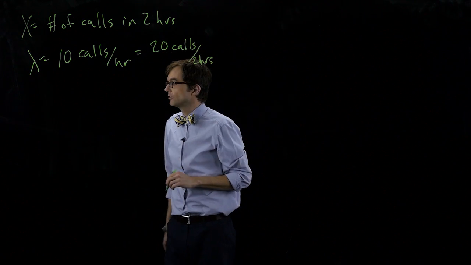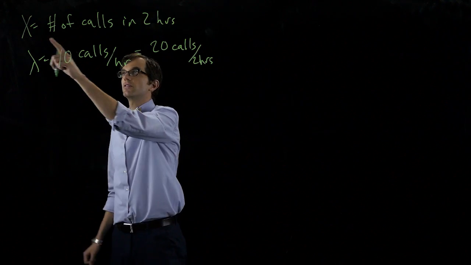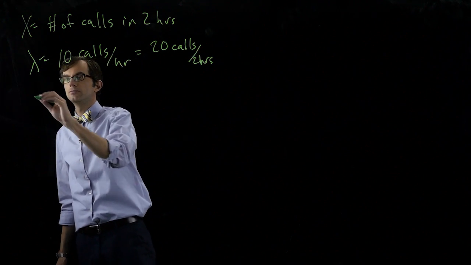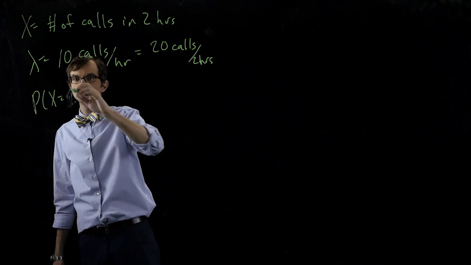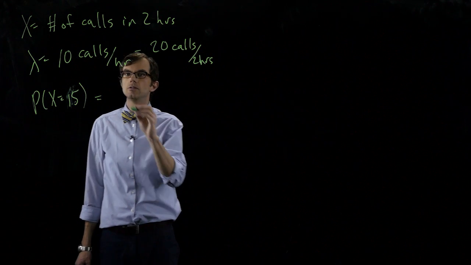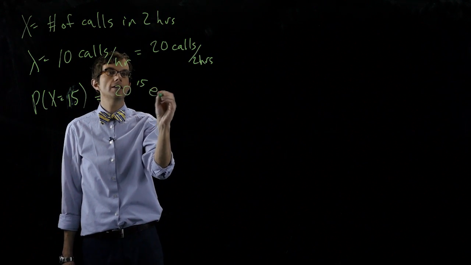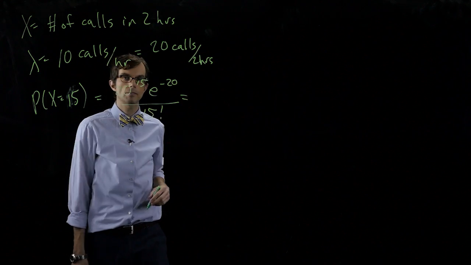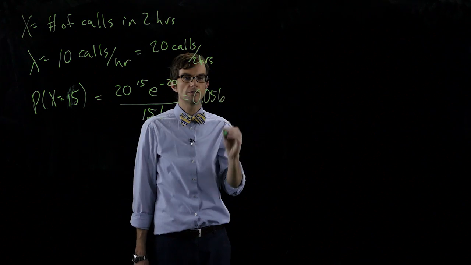So now we want to know what's the probability that there are exactly 15 calls. What's the probability that x takes on the value exactly 15 in 2 hours? So what's the probability that x equals 15? That is our rate, lambda, 20 to the 15, e to the minus 20, divided by 15 factorial. If we work that out, we get 0.0516.